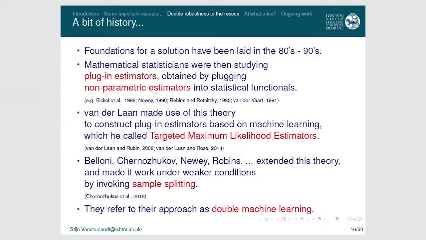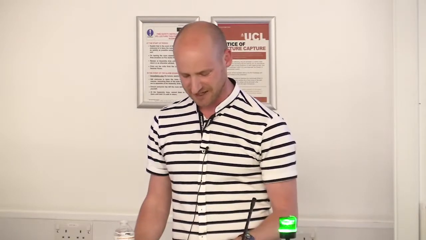in epidemiology and biostatistics. More recently, there's been an extension, I would say, of that work by Alexandre Belloni, Victor Chernozhukov, Jamie Robins again, Whitney Newey, who basically made this work under weaker conditions, and to achieve that, they made use of sample splitting, which I'll explain in a minute. And they refer to their approach as double machine learning. So this is a real hype today, especially in econometrics.